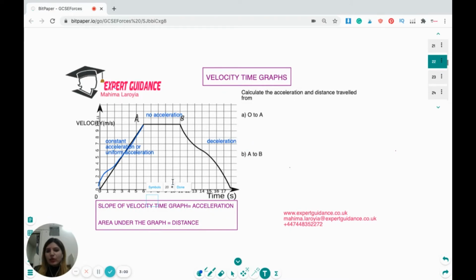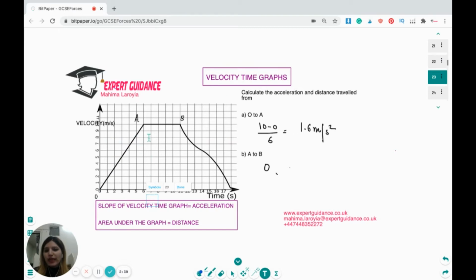Now, the slope of the velocity time graph gives you acceleration. We've just seen a question: how do we work out the acceleration from O to A? And if you work out the area under the velocity time graph, you get the distance. Okay, so you need to remember these two things. Now let's try a question. You need to calculate the acceleration from O to A and A to B. So you can pause the video and try this and come back to check the answer.